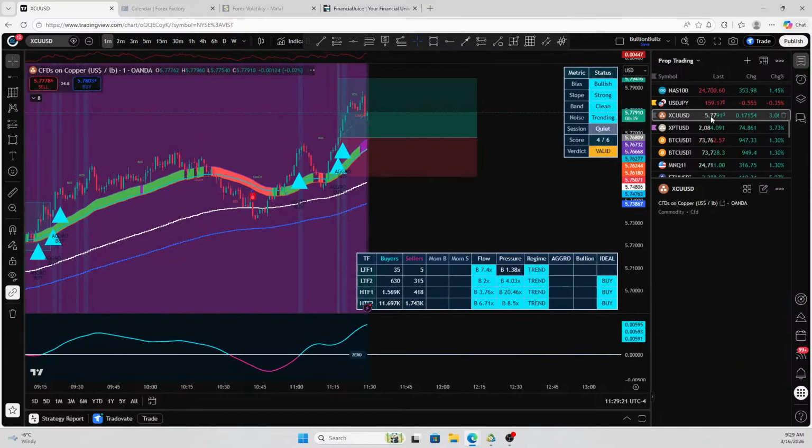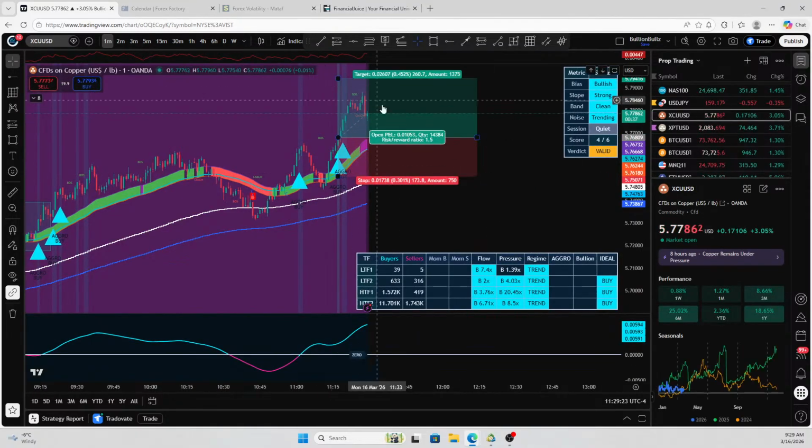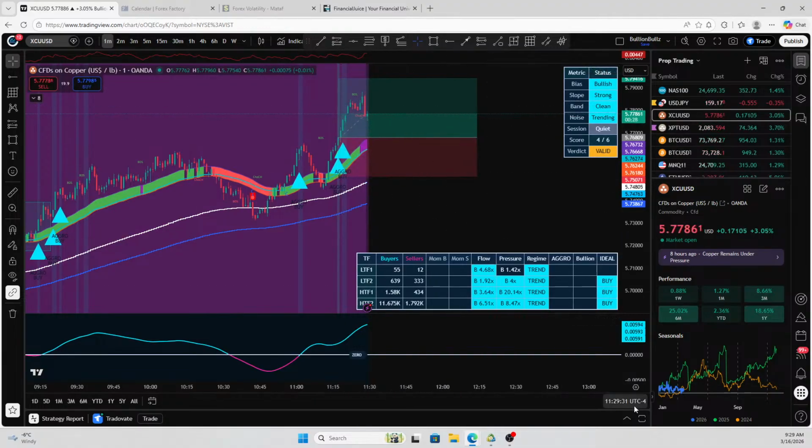So let's see here. Okay. Yeah, this is a break. The market is now short-term bearish because of the news. So a lot will depend on the news. Like, what is the news?